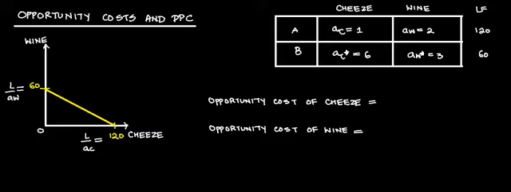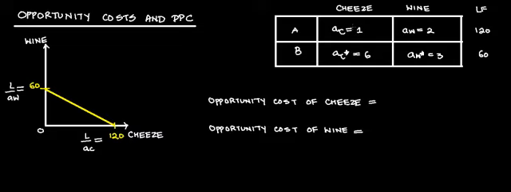In this recording, we'll find out how to find opportunity cost. This is the same example which we have been doing earlier. There are two countries, A and B, and they can produce cheese or wine. These are the different unit labor requirements.